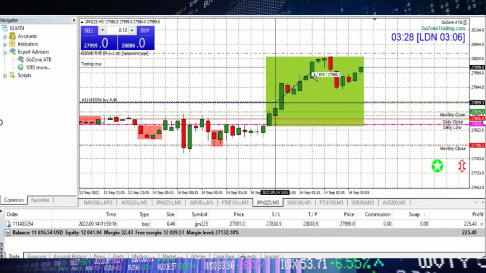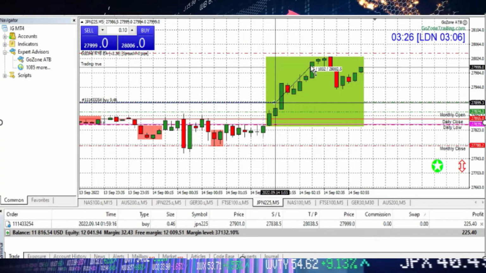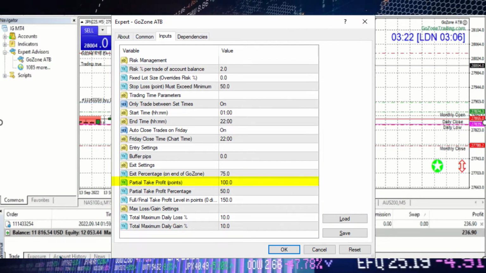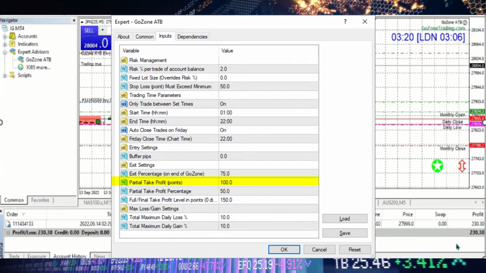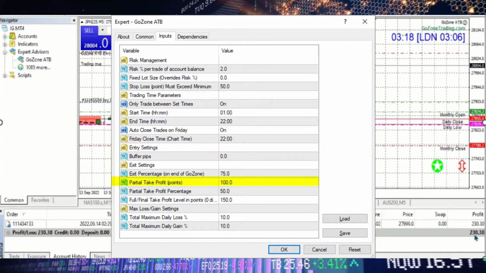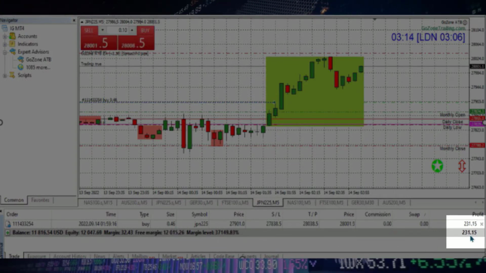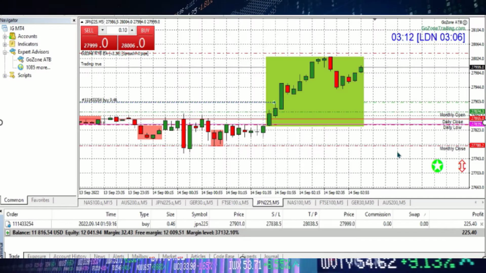It moved up 100 points, and we hit our first take profit target. It took 50% at the 100-point mark, because we instructed it to on our setup form shown here. That first target hit netted us approximately $230.